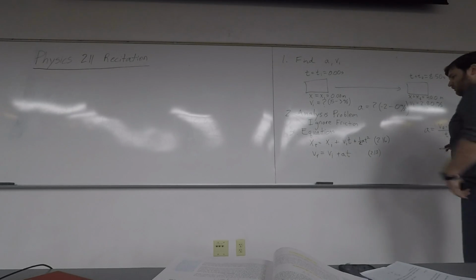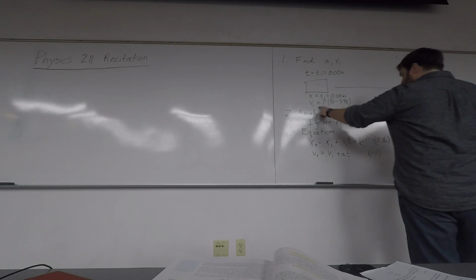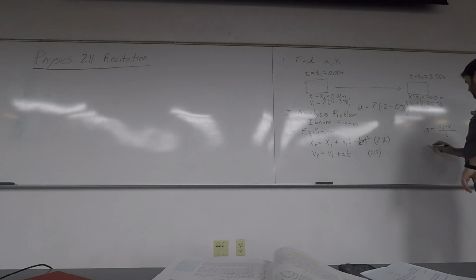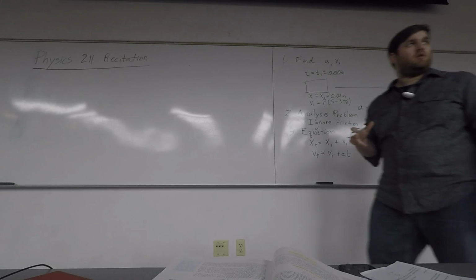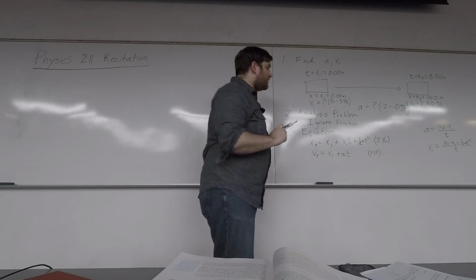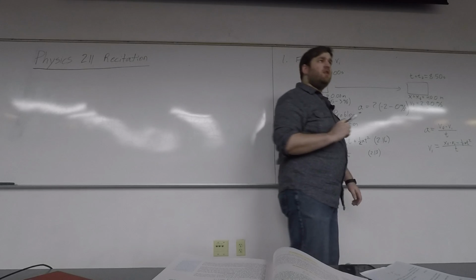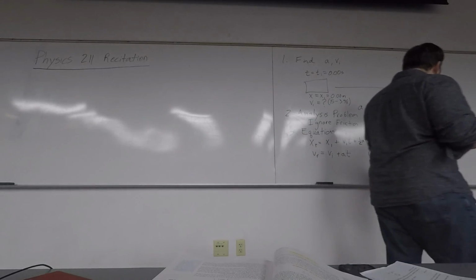X final. We're going to solve for VI because that's our unknown. So VI equals X final minus X initial minus 1/2 AT squared all over T. Did I make any mistakes? I occasionally make mistakes. I hope you guys can see it all. I didn't write extremely big.